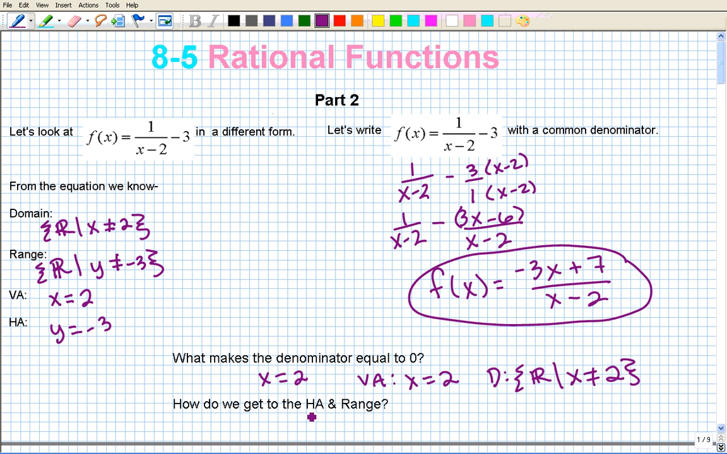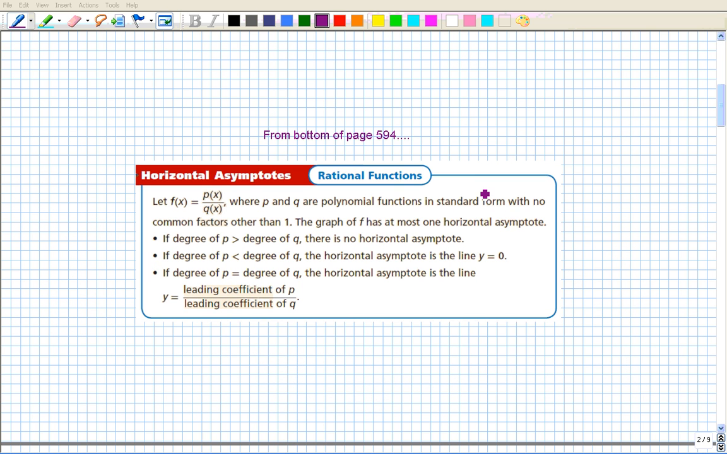Now, how do we get to the horizontal asymptote and the range? Because it's kind of difficult to see where we are moving up or down. So let's check out a table from page 594 in our textbook. So here's our table for horizontal asymptotes and rational functions. Let f of x equal p of x over q of x, like we just saw, where p and q are polynomial functions in standard form with no common factors other than 1, meaning it's been simplified as much as possible. The graph of f has at most one horizontal asymptote, so you'll either have one or none.